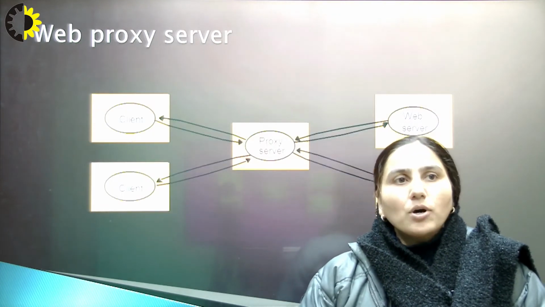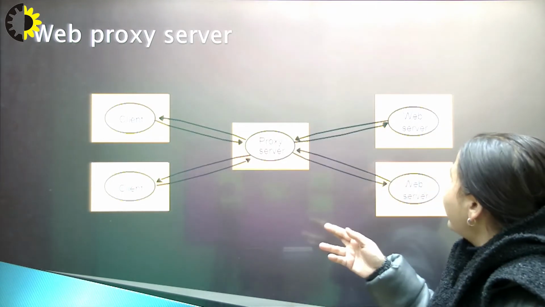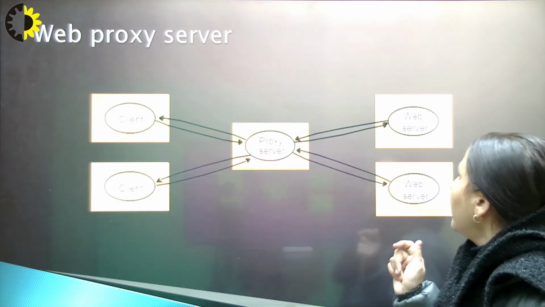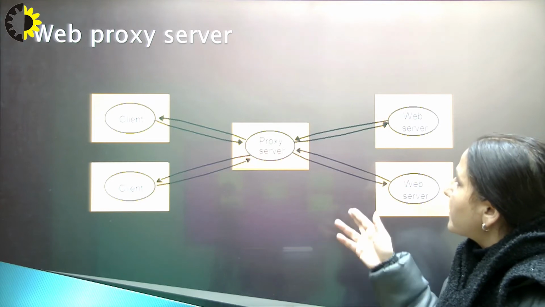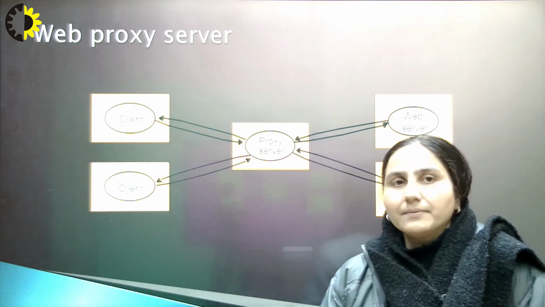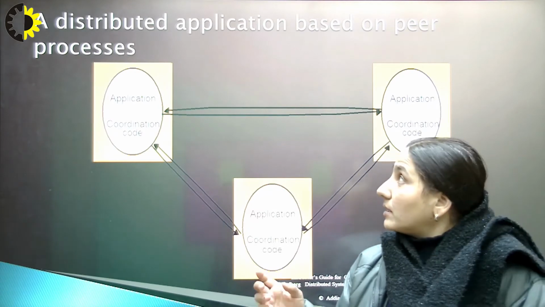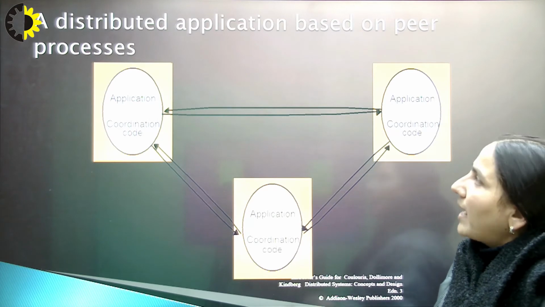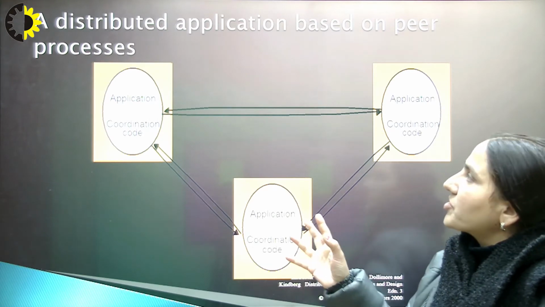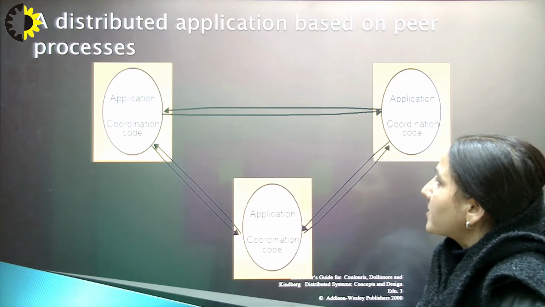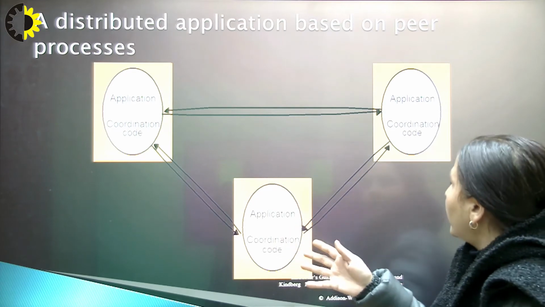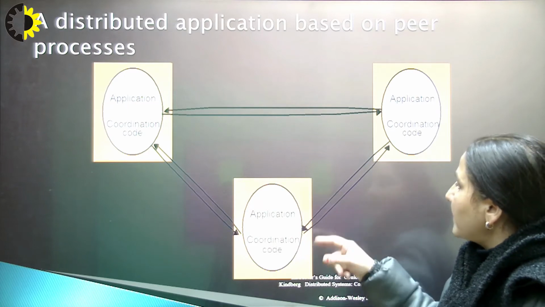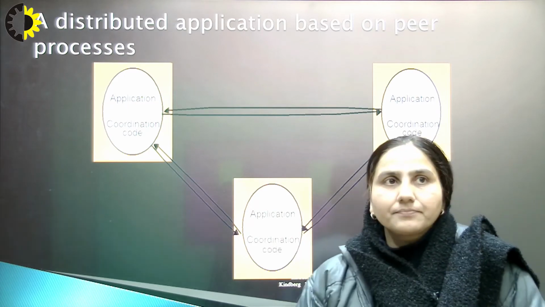Now, this is a web proxy server. We have different clients, a web server, and a proxy server between the clients and the web server. This represents the web proxy server. Now, this is a distributed application based on peer processes. We have different peer processes, and the application is based on them. We have the application and a coordination code, and they are connected.